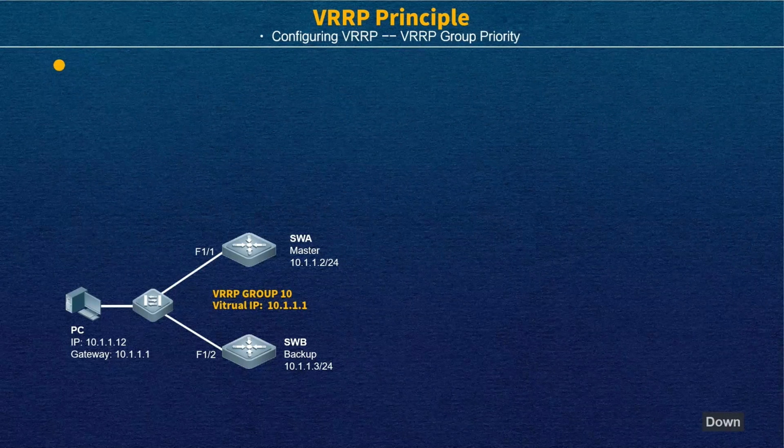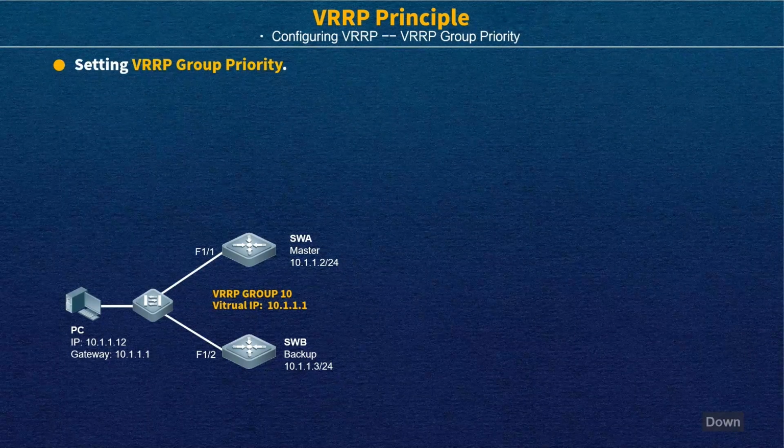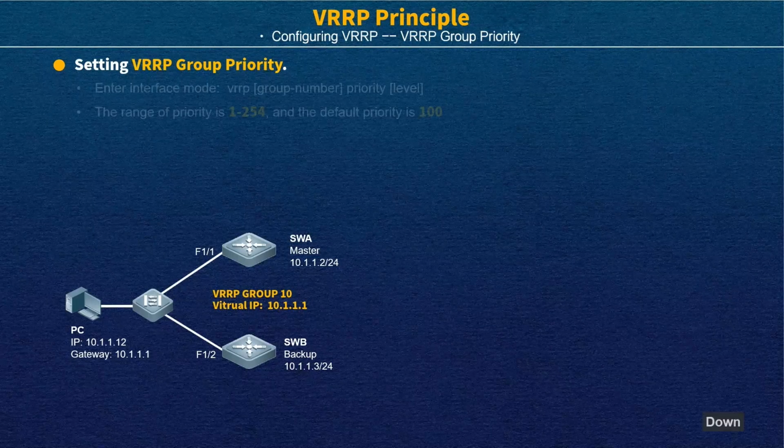And for the next step, we have to change the priority, right? According to the principle of VRRP, we compare the priority first. By default, the priority is the same. After you add the VRRP group, they will use the default priority of 100. So if the priority is the same, we continue to compare the IP address, and the higher IP address is better. But in this topology, we hope that switch A can be the master, so we can change the priority.